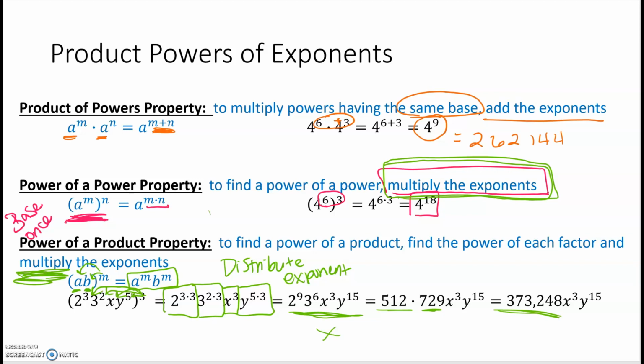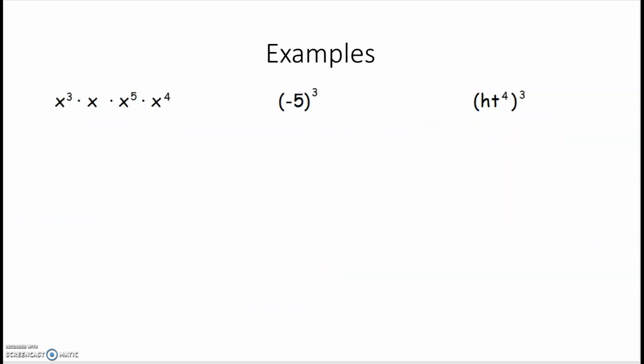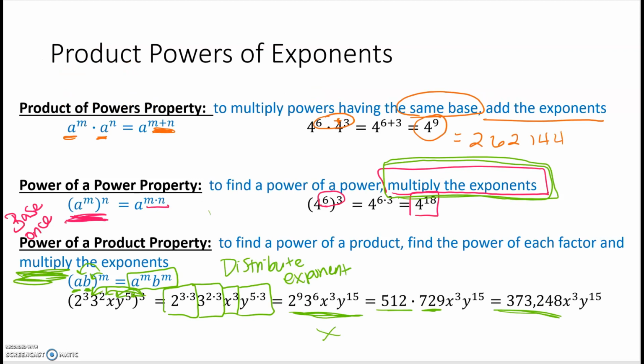Okay, so let's try a few. So my first one, I have x to the third times x to the fifth times x to the fourth. Notice that these all have the same base. I have the x multiple times, so I know I'm going to be using that first property.